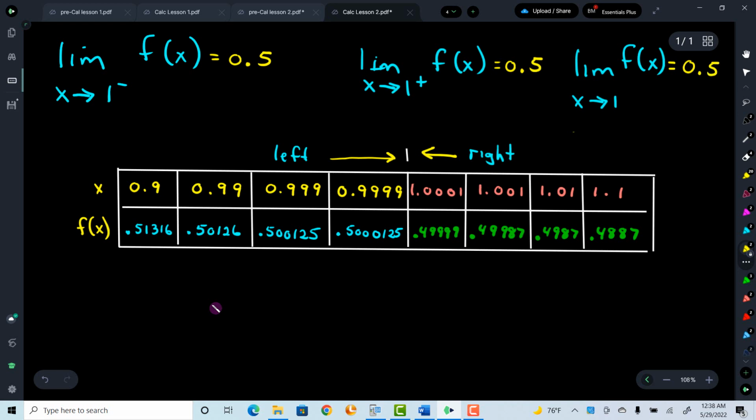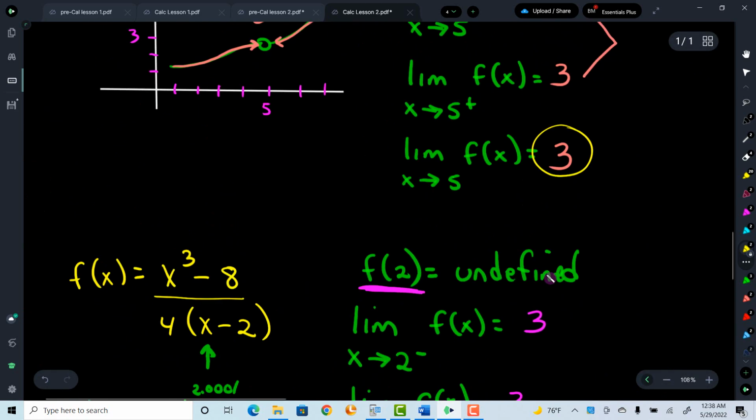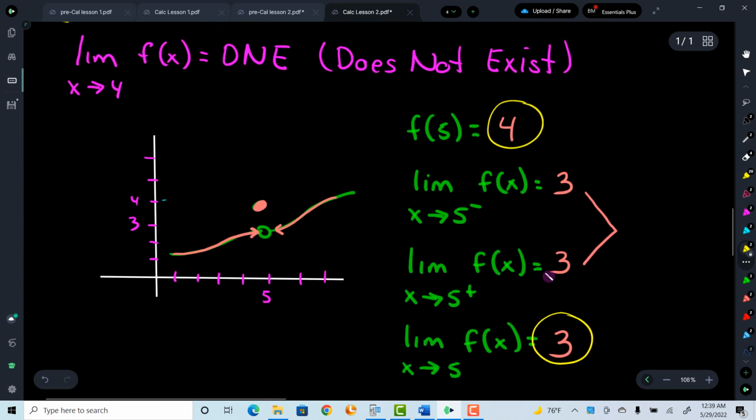0.5. Okay, so remember, in order for the limit as x approaches 1 of f of x to exist, it must be equal to the limit as x approaches 1 from the right and equal to the limit as x approaches 1 from the left. They must all be equal in order for the limit to exist. We can look at that from a table or we can look at it graphically. Okay, all right, we're going to stop there.